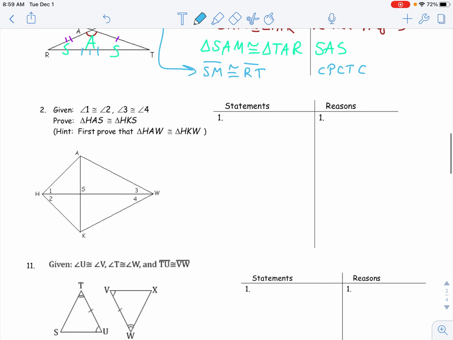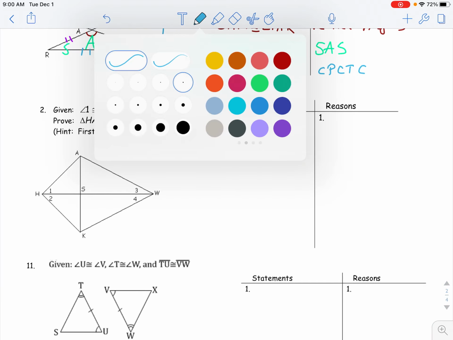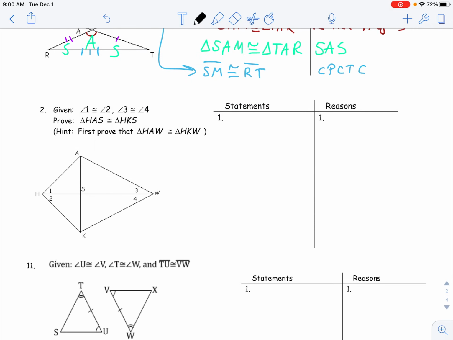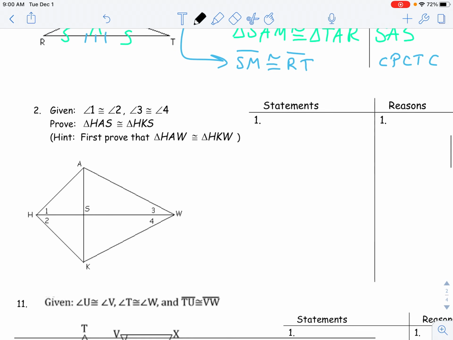All right, next one. This one's actually a little bit tough. Given that angle 1 is congruent to angle 2, angle 3 is congruent to angle 4, we have to prove that triangle HAS is congruent to triangle HKS. But hint, we first must prove that triangle HAW is congruent to triangle HKW. All right, so this seems like a daunting task. I'm a little bit scared. I'm shaking in my boots. I'm starting to hyperventilate. Let's just start writing things down and see what happens.